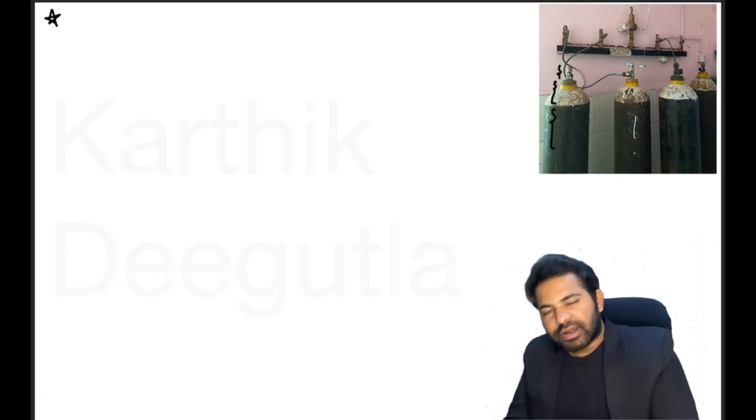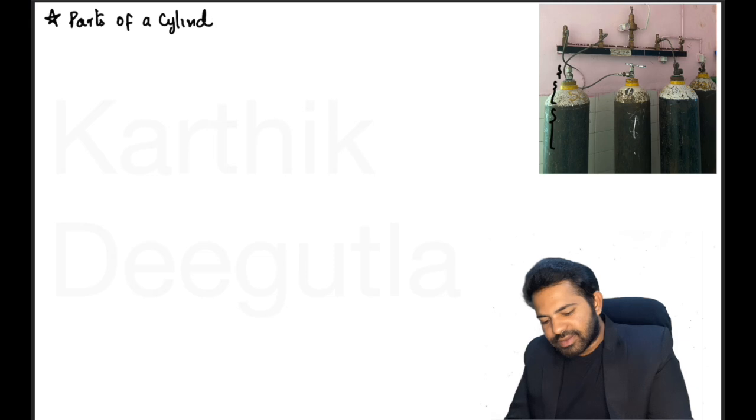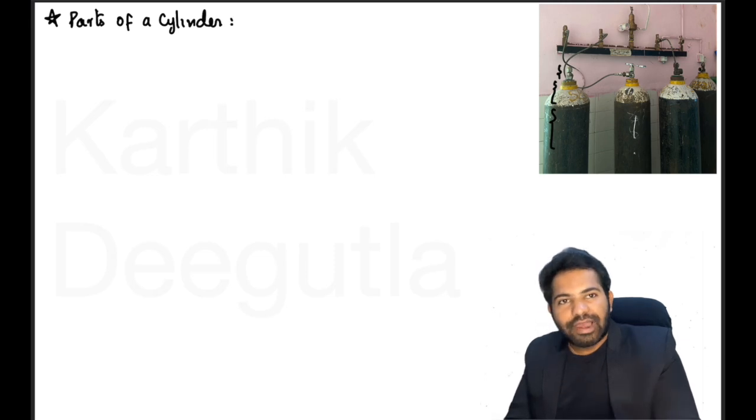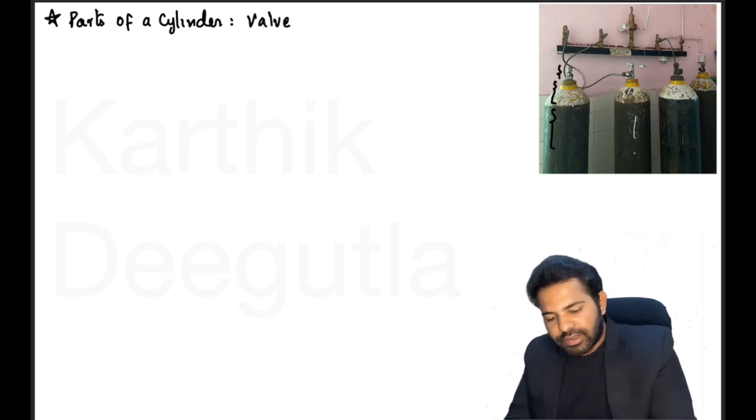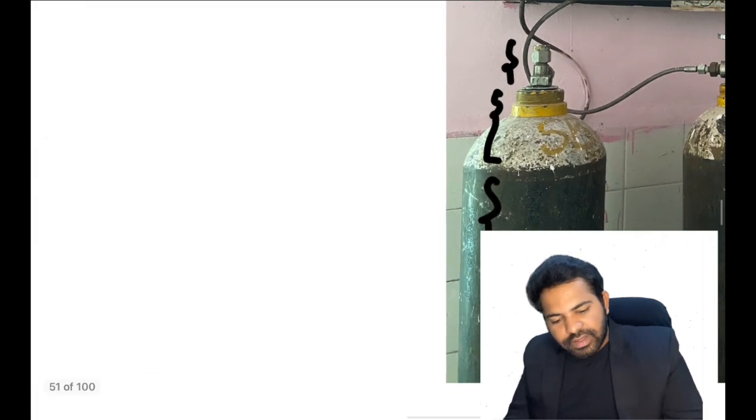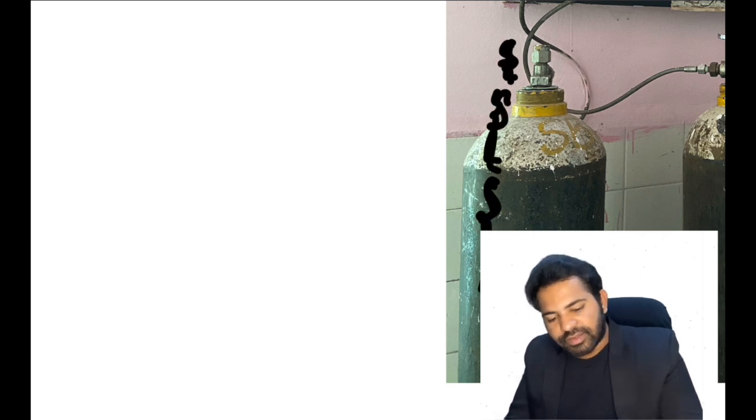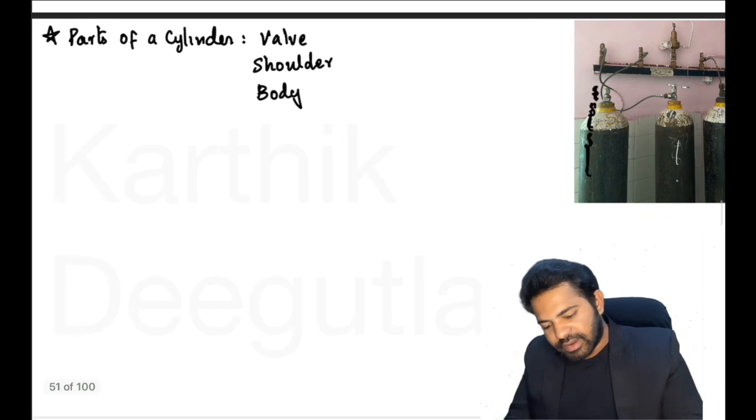So let us know what are the parts of a cylinder. There are mainly three parts. One is a valve, then we have the shoulder, and there is the body of the cylinder. In this image you can see this is the body, then you have the shoulder, and this is called the valve of the cylinder. Simple.